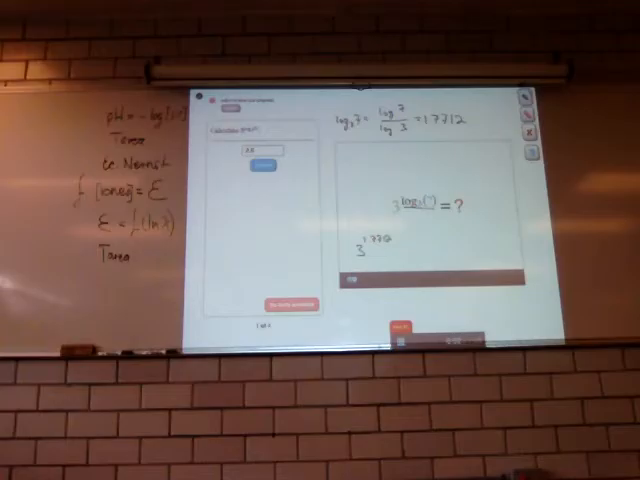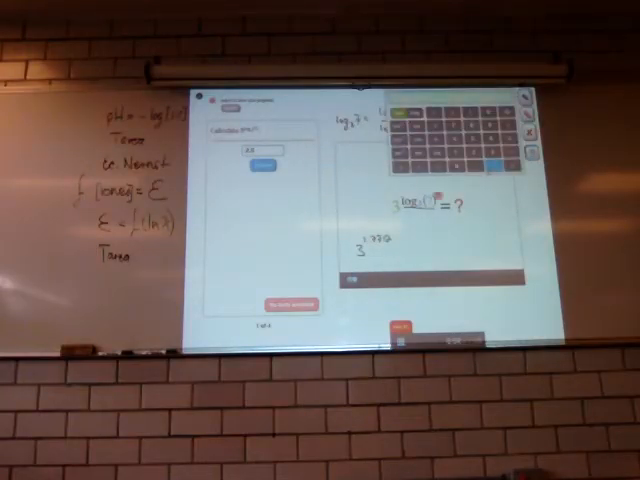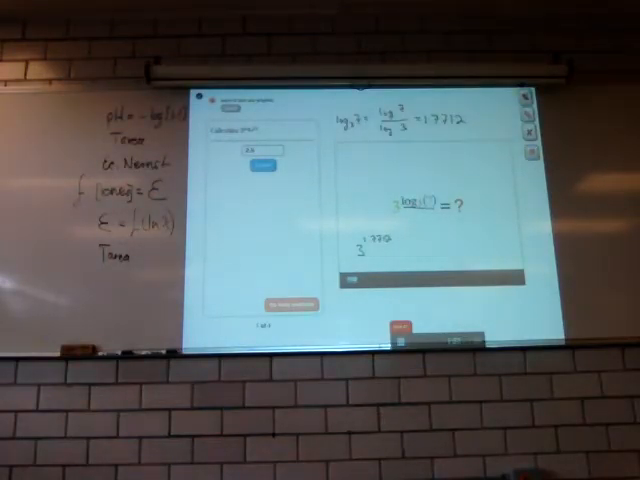Well, let's look at our calculator again. 3 raised to the 1.7712 is equal to something that's basically 7. So that's our answer.